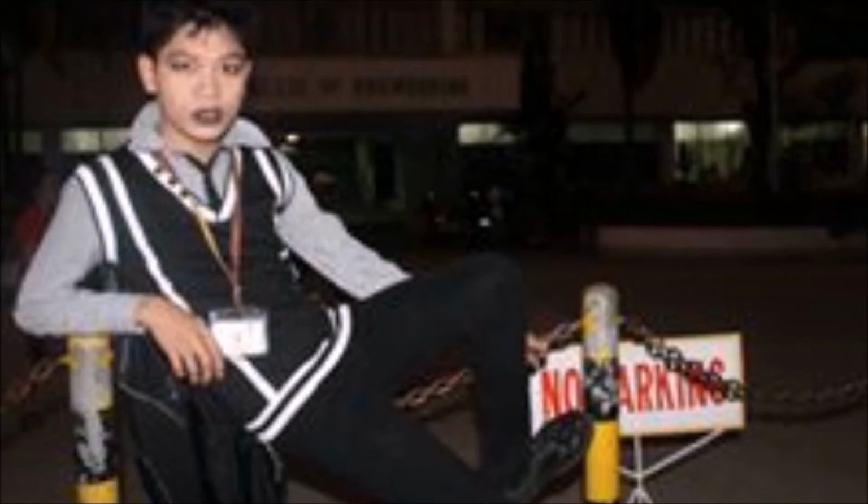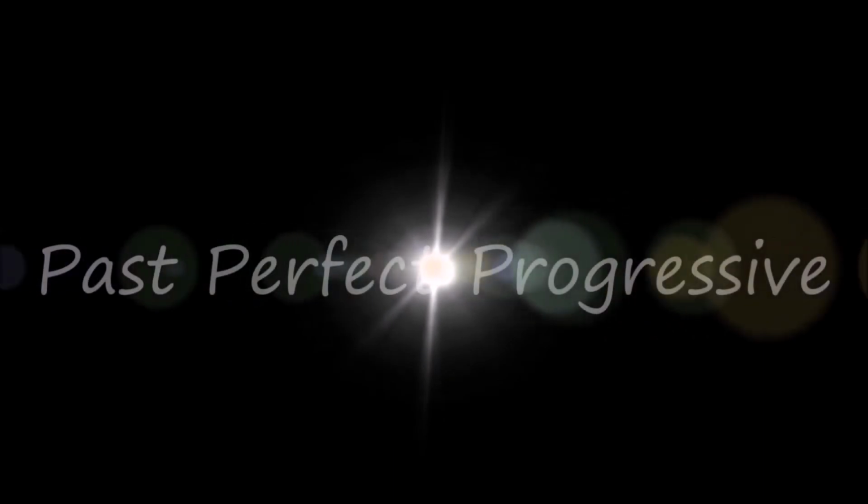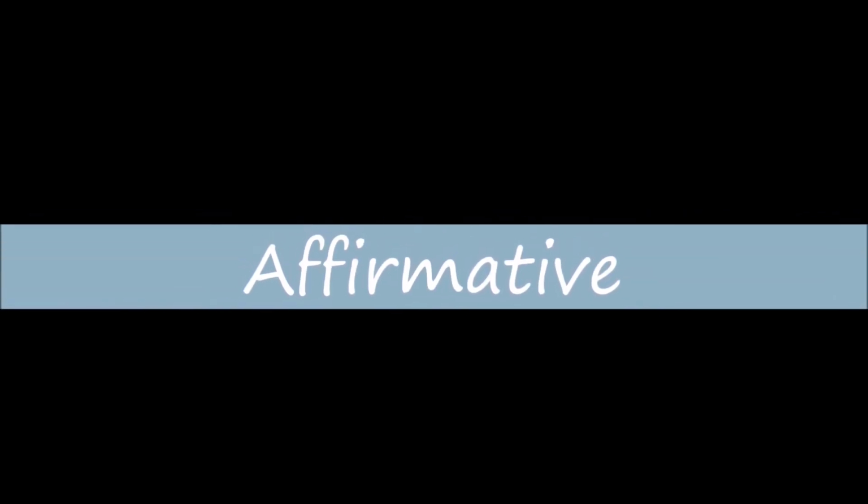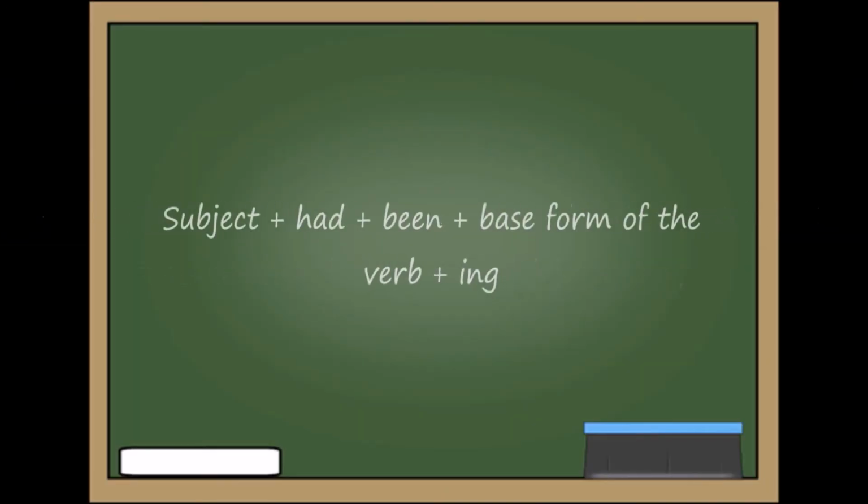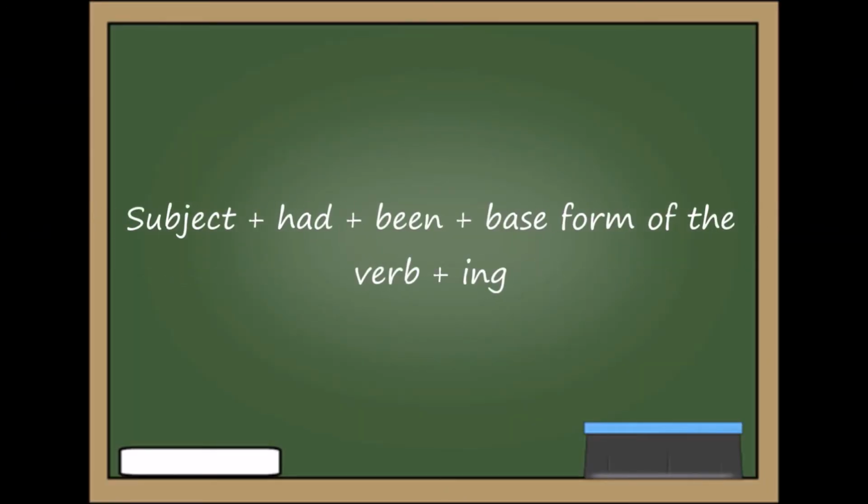Hi, I am Archie Lu, and I'm going to discuss the past perfect progressive tense. What are the forms of the past perfect progressive tense? The first form is affirmative. The formula is subject plus had plus been plus base form of the verb plus ing. For example, I had been working.